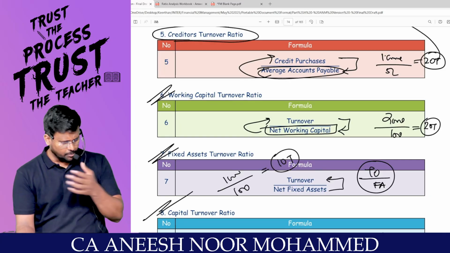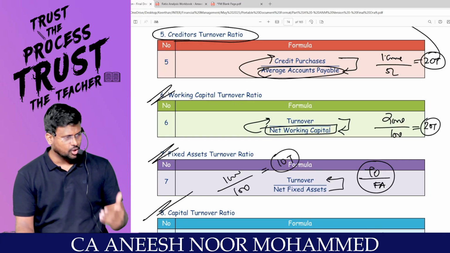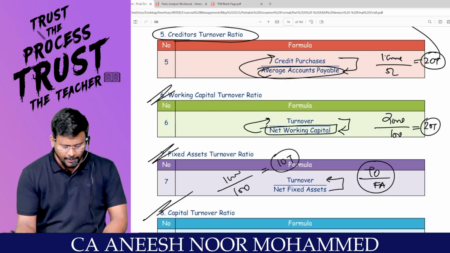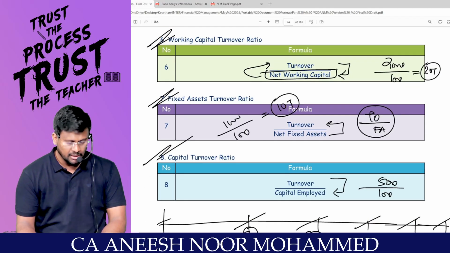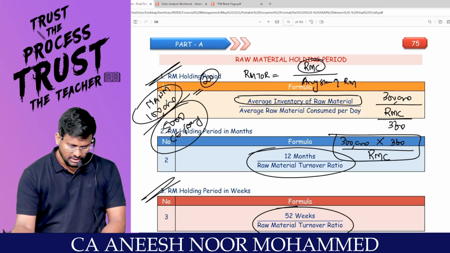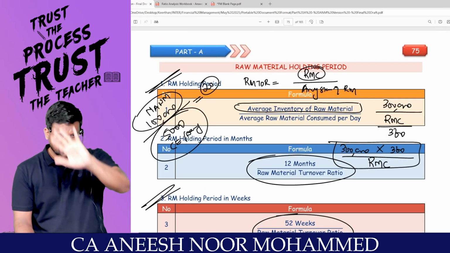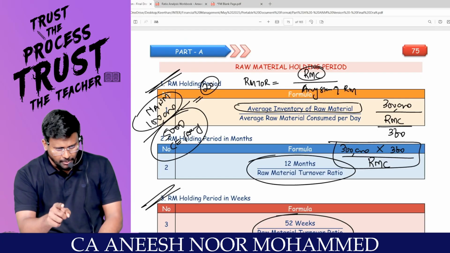Now here onwards, very easy. Working capital turnover ratio, nothing. Turnover divided by working capital. Fixed asset turnover ratio, simple. Turnover divided by fixed asset. Capital turnover ratio, which is nothing but turnover divided by capital. Comfortable? The same can be expressed in what period? Holding period. Simple. Holding period is equal to days if you want, it is in days.